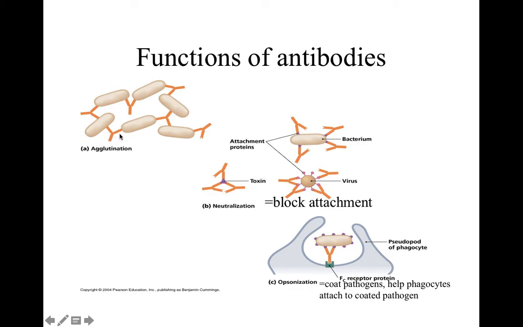Now, why is that helpful? Well, by causing the pathogens to clump together, it's going to make it much harder for them to spread through neighboring tissues. And also, it's easier for phagocytes to phagocytize a number of pathogens at the same time if they're in these clumps.